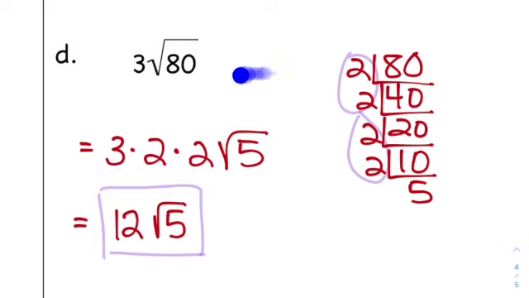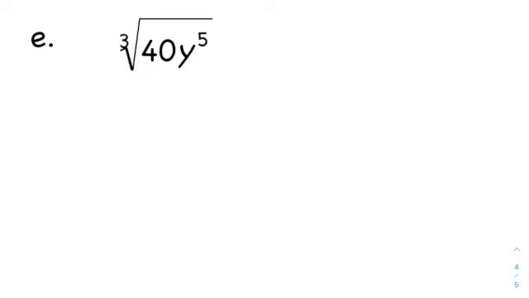Then the 2 comes out right here, and the 5 is left over, it's right here. So the answer is 3 times 2 times 2, that's 12 root 5. For letter E, you have a cube root.